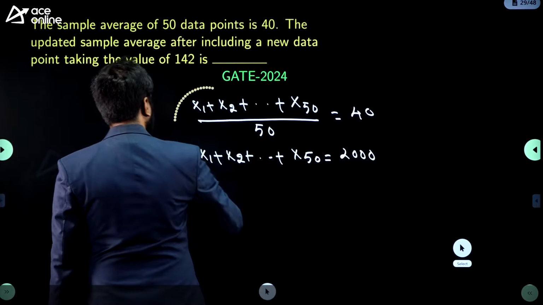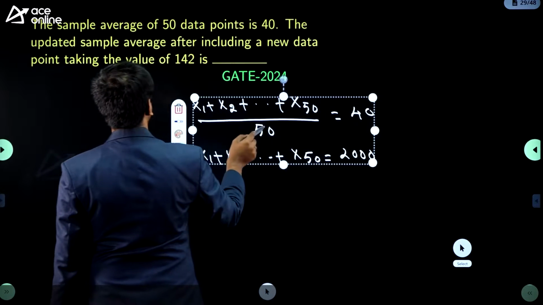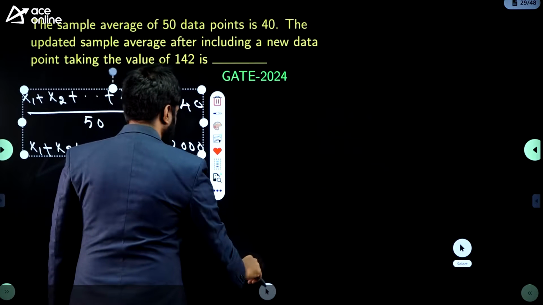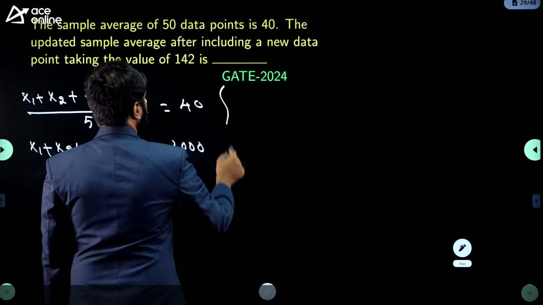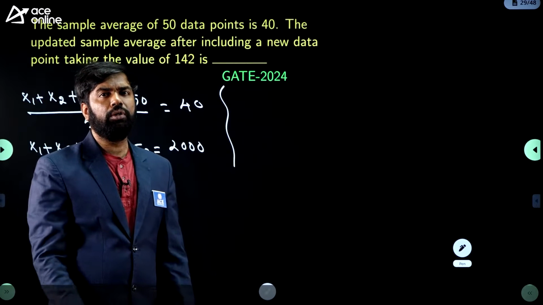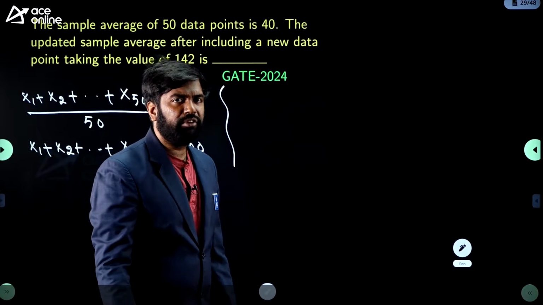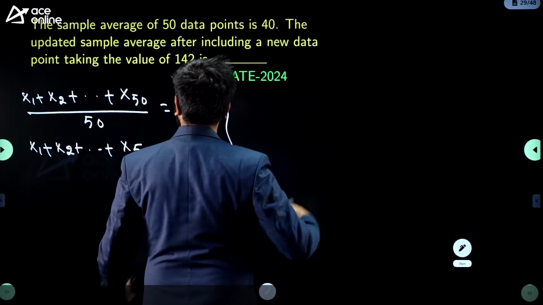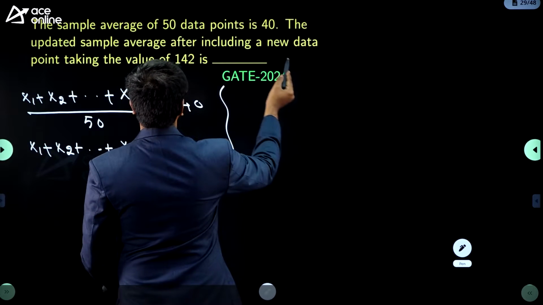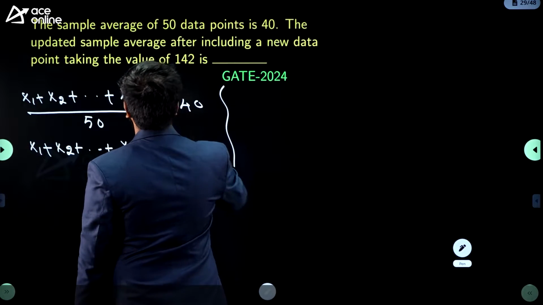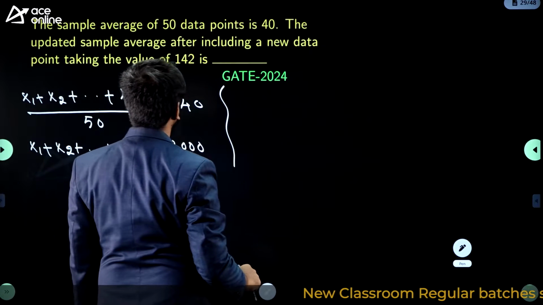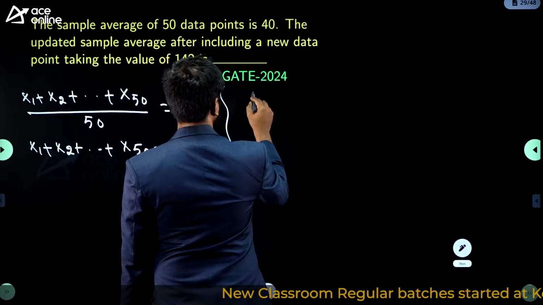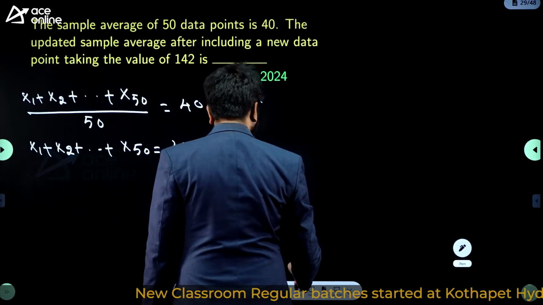And then he says after this they added a new observation. So far we have got 50 observations, but now they added a new observation. So the number of observations will increase by 1. So now the total number of observations is 51. They want the average of that. And what is that new point? After including a new data point taking the value of 142, the new mean or the updated mean.